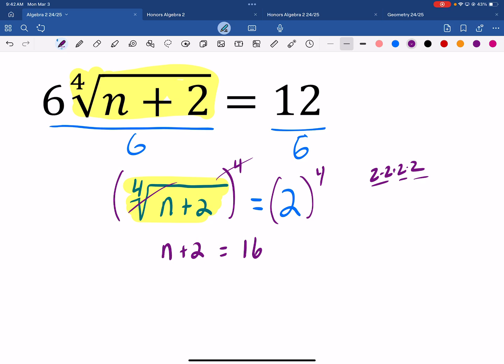We've isolated. We've taken it to the 4th power. Now we solve. Subtract 2. N is equal to 14.